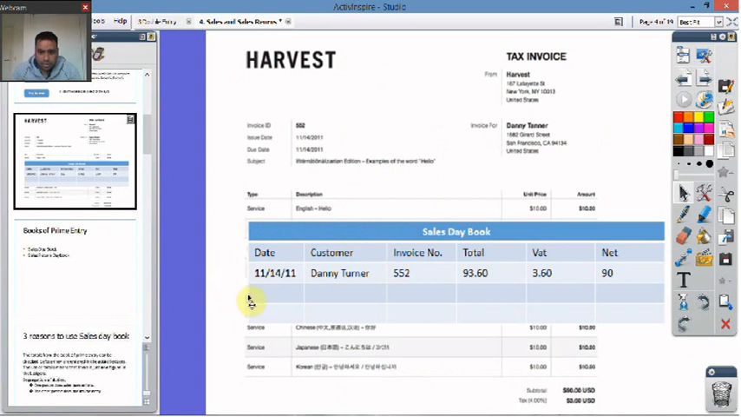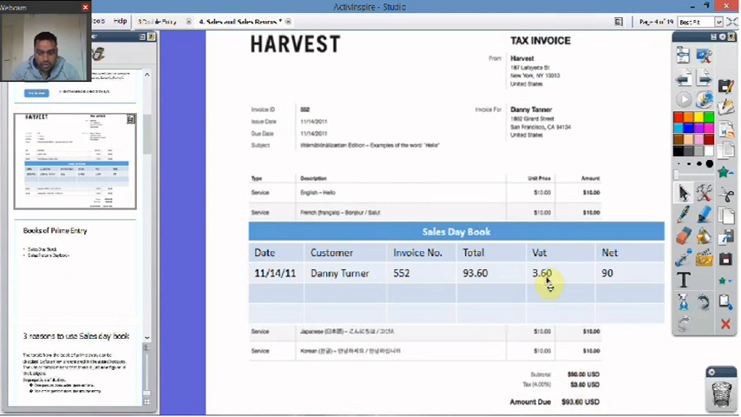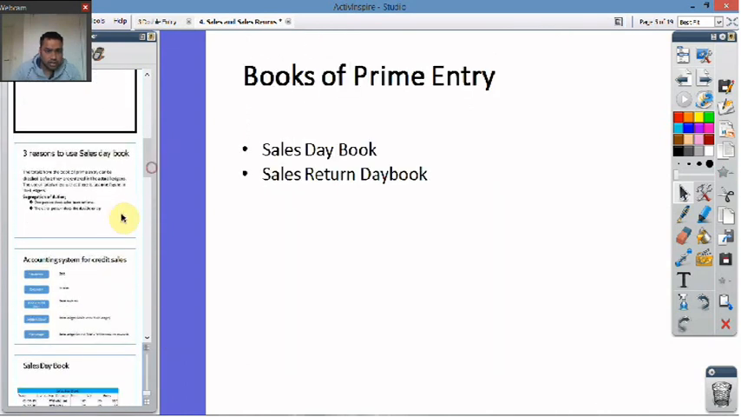From invoice to book of prime entry, so let's have a look at how you transfer this. Invoice 552, Danny Turner, issue date. So we're just taking the amounts and transferring them. We've seen this before as well. We've got a total of £93.60, the VAT amount is £93.60, and the net amount is £90. Book of prime entry, we've got the sales daybook and the sales returns daybook.